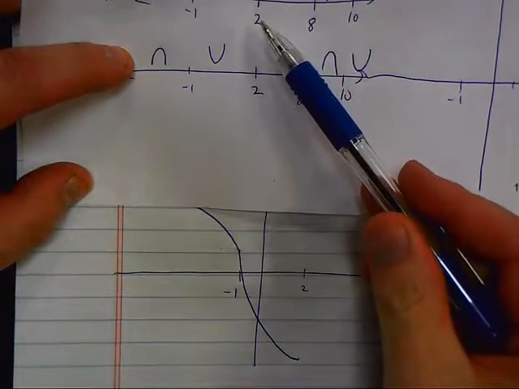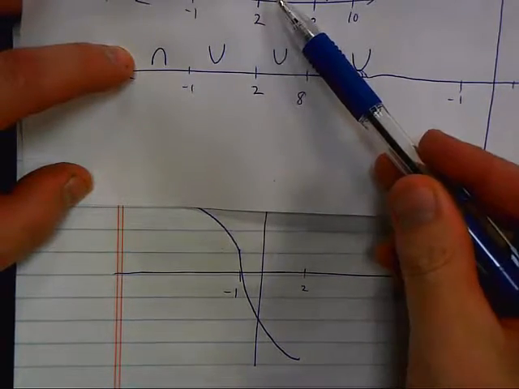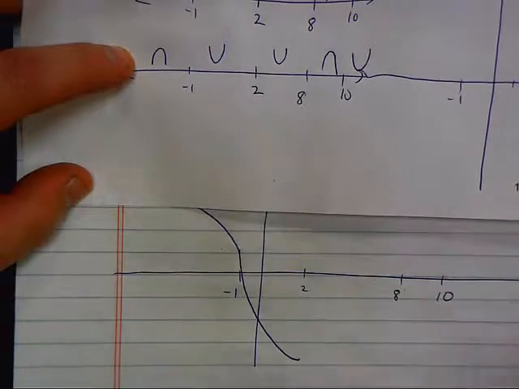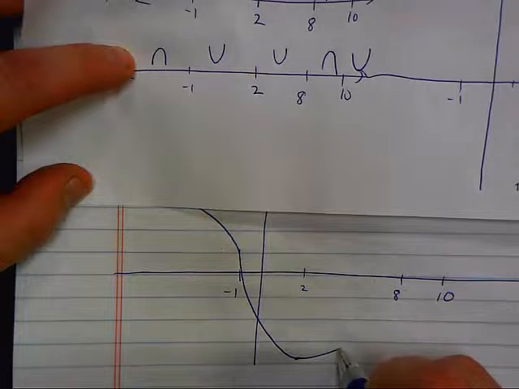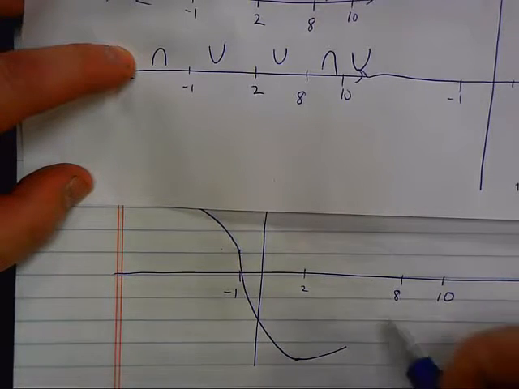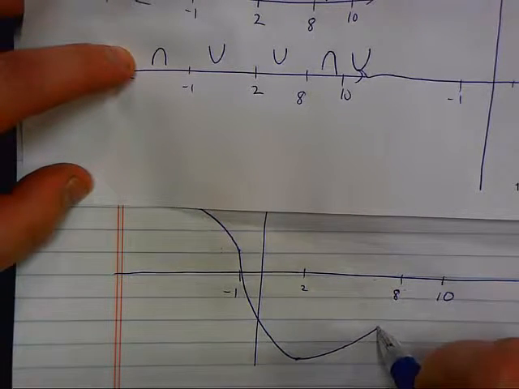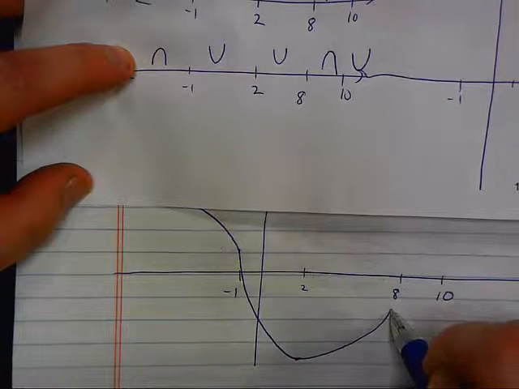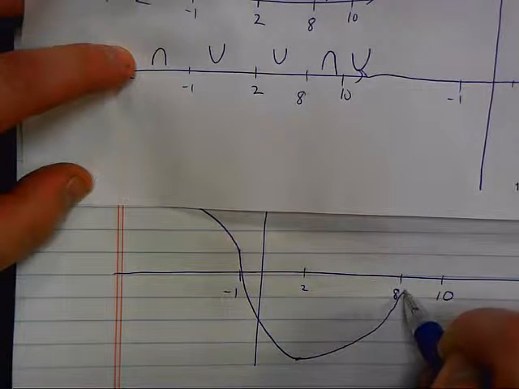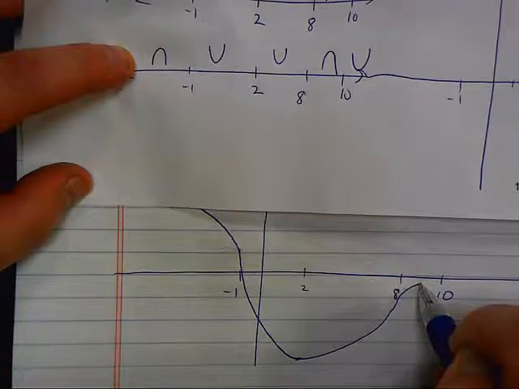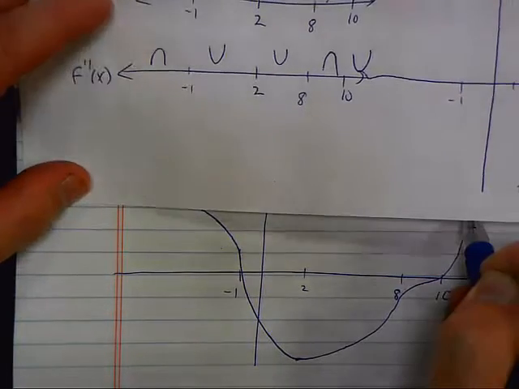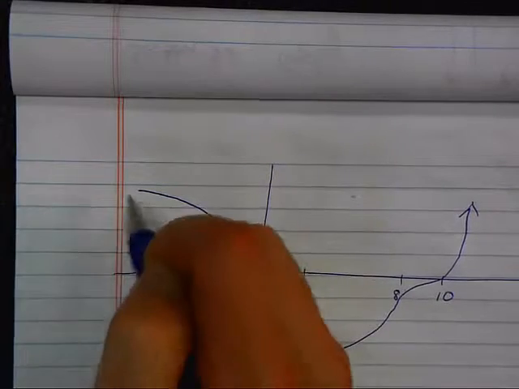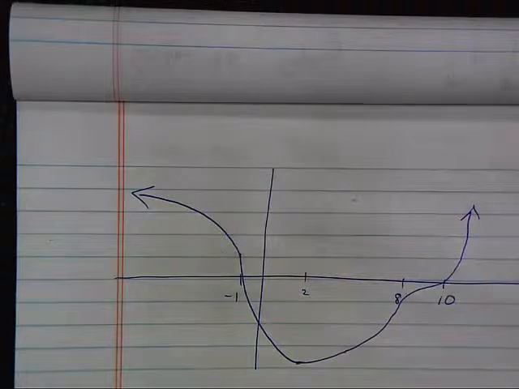At x equals 2, I have a minimum. So at x equals 2, the graph starts increasing, but it continues to be concave up. So it's increasing and concave up until I get to 8, and then it has to be concave down. So it's got to curve that way until I get to 10, and then it's got to be concave up again. So I think there's one potential answer.